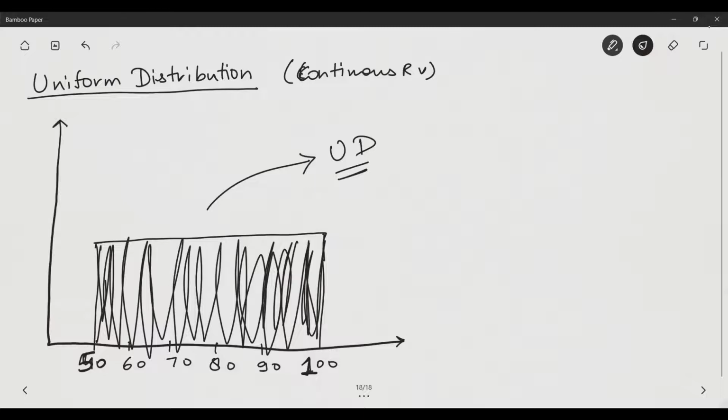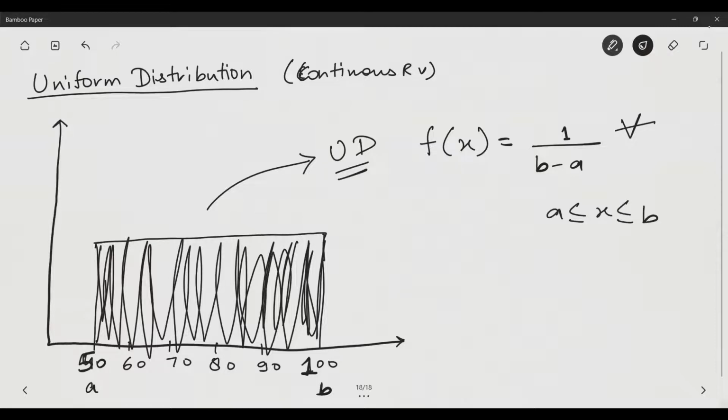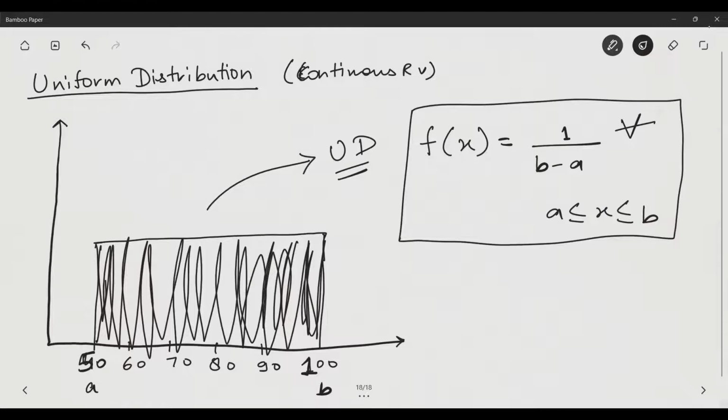The probability density function, the PDF, for the uniform distribution is f of x equals 1 upon b minus a, where b is the highest value and a is the lowest value, for all a less than x less than b. This is my f of x. And the area inside this curve will always equal 1.